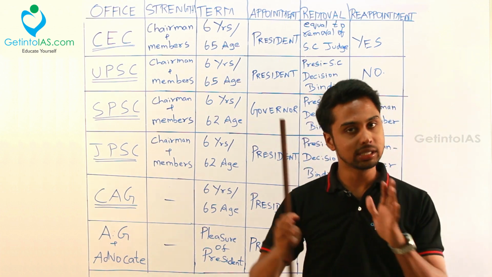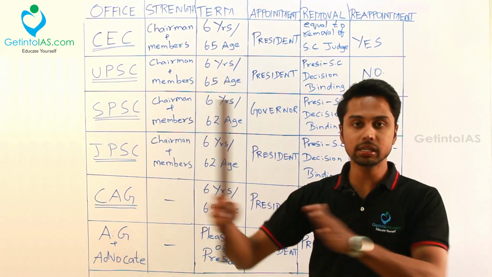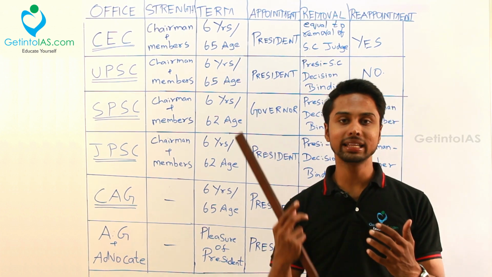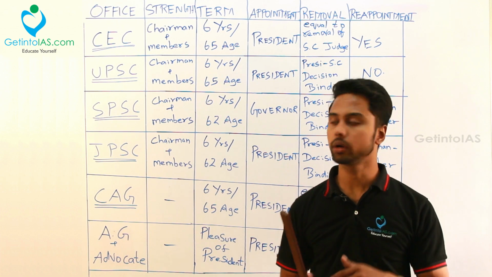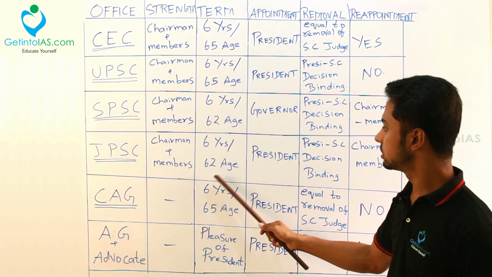It means the tenure is 6 years, or whether he's attaining the age of 65, whichever is earlier, they will take that one. Okay, if the tenure is 6 years or he's attained the age of 65, whichever is earlier, that will be taken. Okay, that is only the difference.